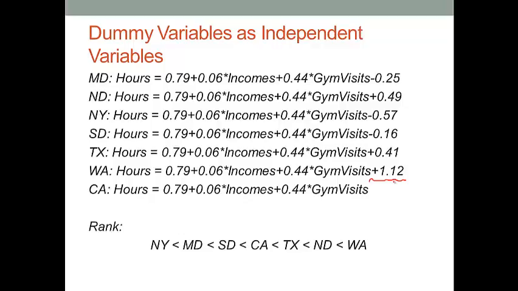Which customer will be using the mobile app the shortest? We find out New York. Why? Because for customers from New York, we need to minus 0.57. This is the largest subtraction from the equation. By doing this, we can rank the customers from different states according to the length of time they will be using this mobile app.